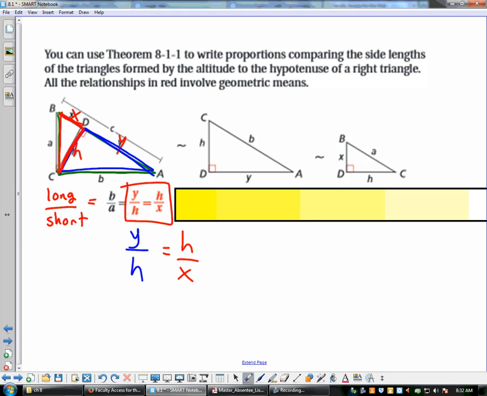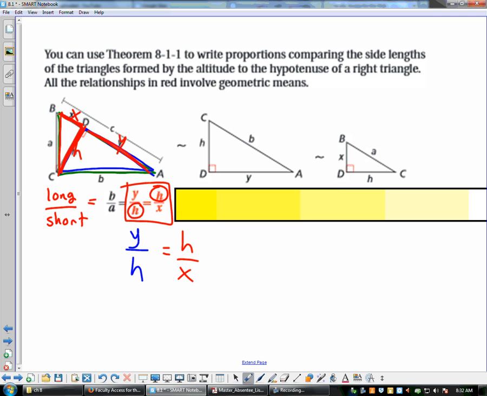Since we have the same number here as here, what do we call H? The geometric mean of what and what? Y and X. So H right here is the geometric mean between this piece of the big hypotenuse and this piece. Does that make sense? Awesome.